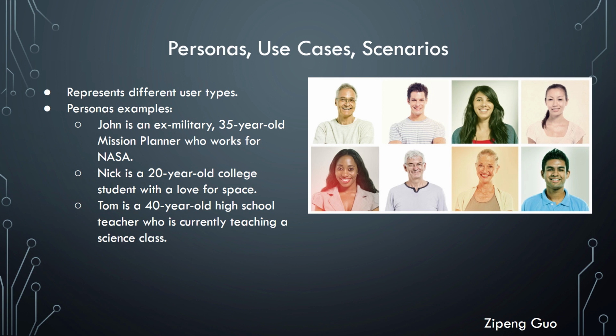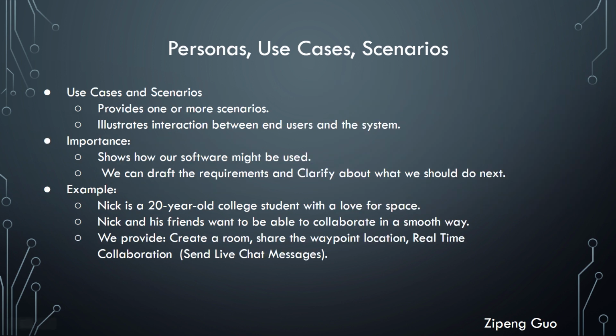Here are some examples of personas. John is an ex-military, 35 years old, mission planner who worked for NASA. Nick is a 20 years old college student with a love for space. Tom is a 40 years old high school teacher who is currently teaching a science class.